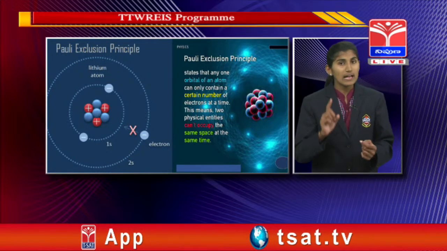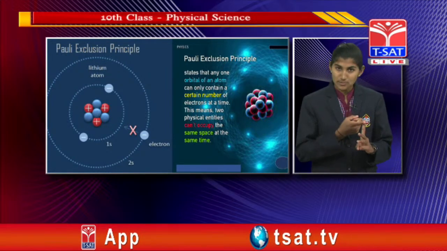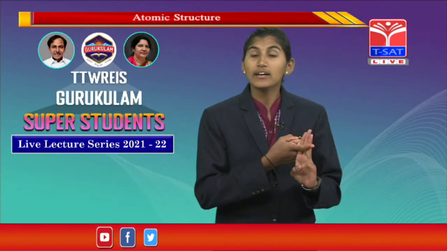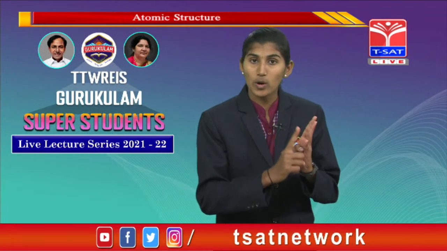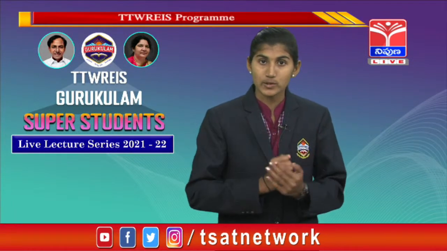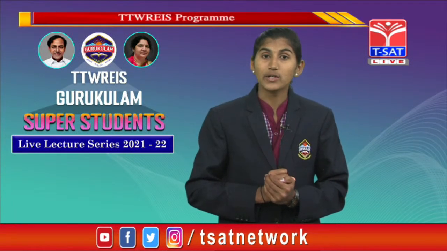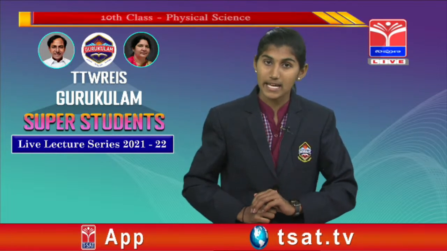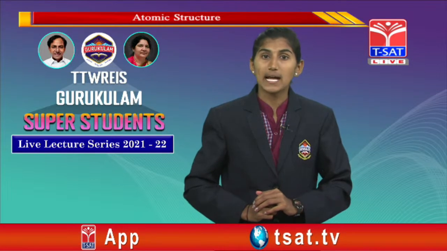For example, electrons can have the same principal quantum number, angular quantum number and magnetic quantum number, but there will be a difference in the spin quantum number. So Pauli's exclusion principle states that no two electrons of an atom will have all 4 quantum numbers the same.